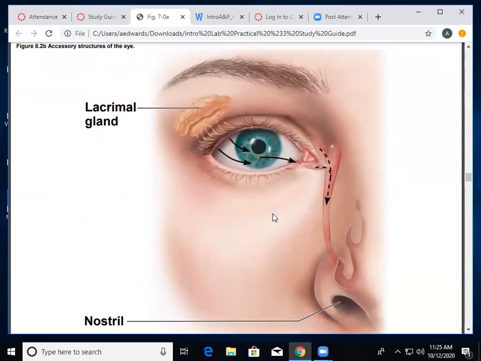Okay, more structures you need to know. Obviously you know it's your nostril, but did you know that you have a lacrimal gland here on the lateral side of your eye, and it secretes tears. So this is a lacrimal duct. Some of those tears can go through your nostril. Some of it obviously will run down your eye, right? But some will flow down through your nostril.